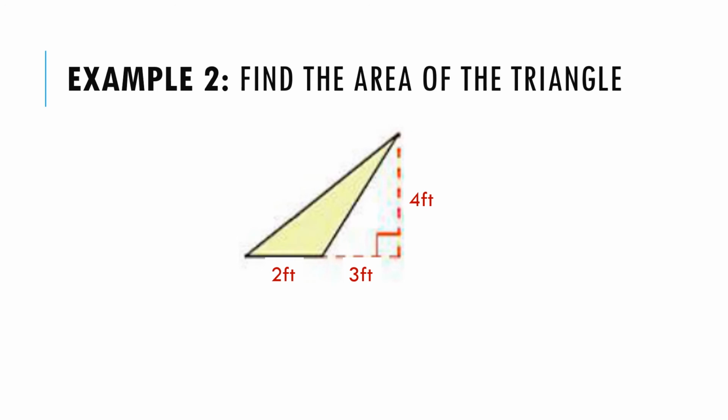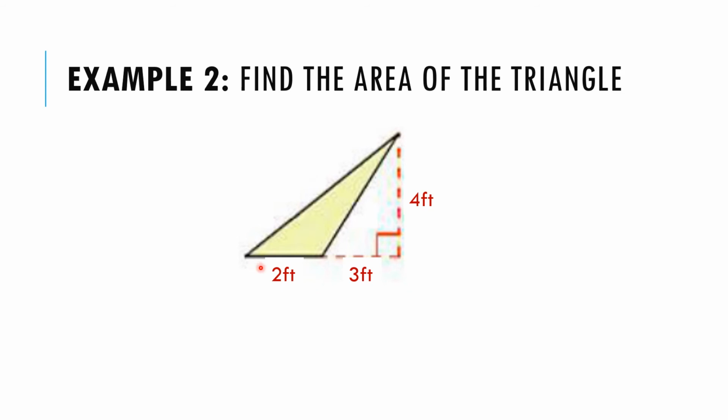So example 2, I wanted to just show you guys finding the area of a triangle when we have kind of this outside height here. Technically, 4 feet is still the height of this triangle. So think about what's the base of this triangle. It tells us that we have 2 feet here and 3 feet here.